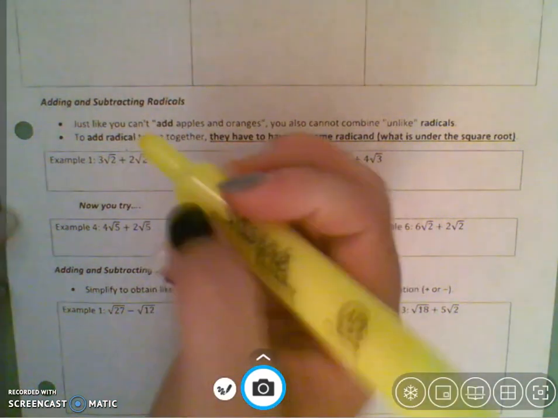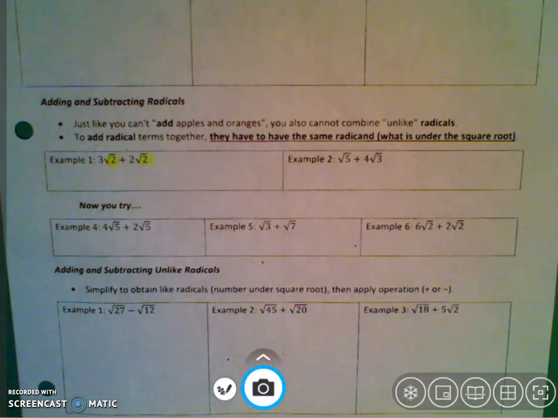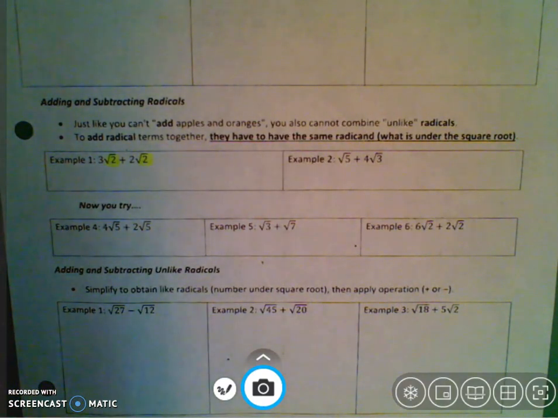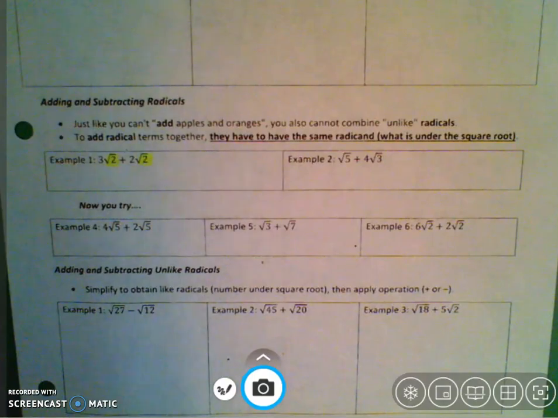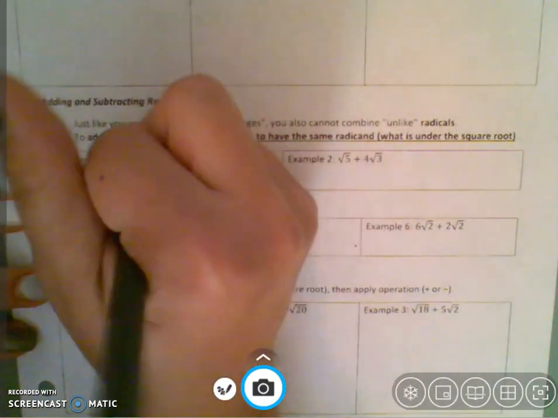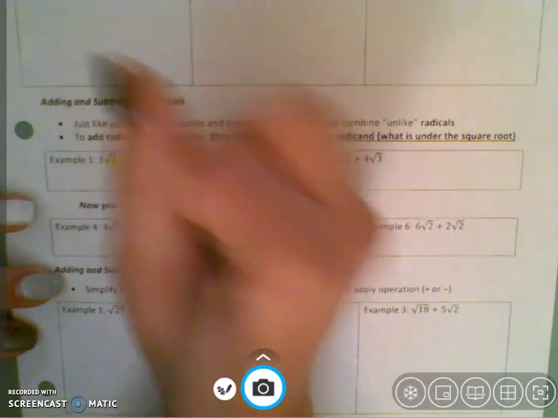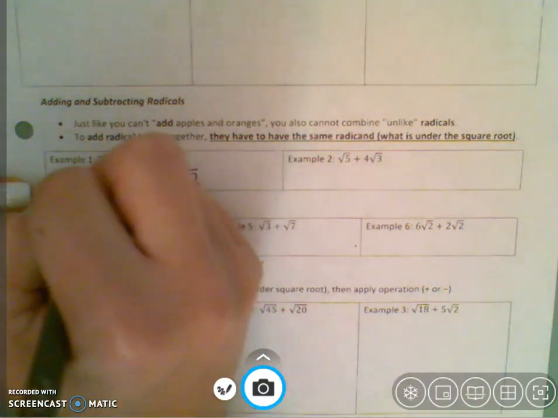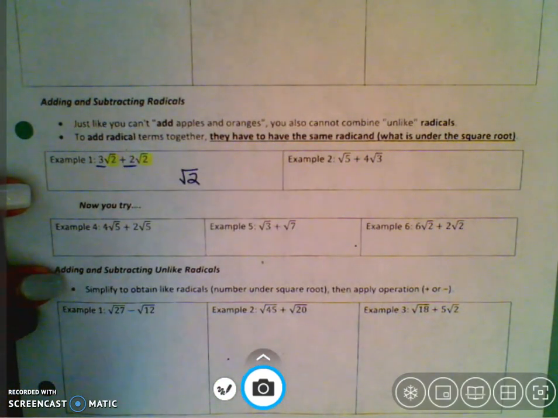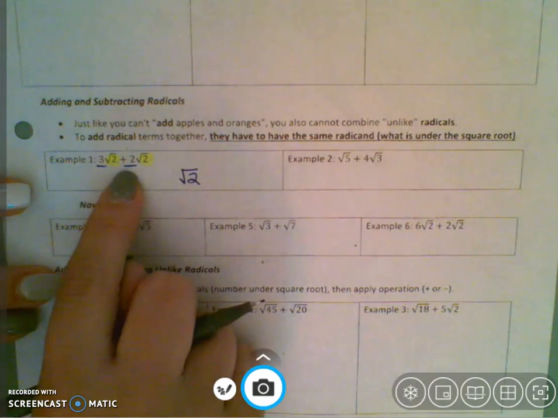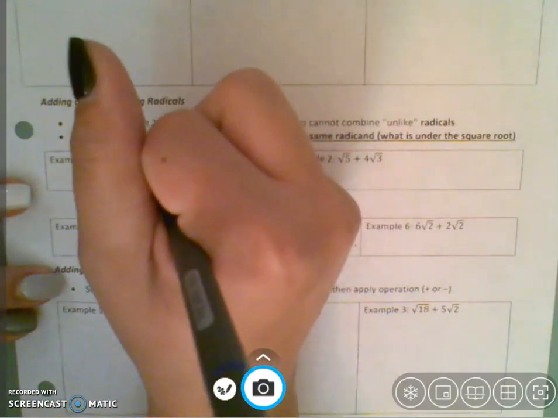Here in example number 1, both of these are the square root of 2. Since they are both the square root of 2, we're not going to mess with the root. We're going to keep the square root of 2, and then we're going to do the math on the front numbers. It says 3 plus 2, so that's going to be a 5.